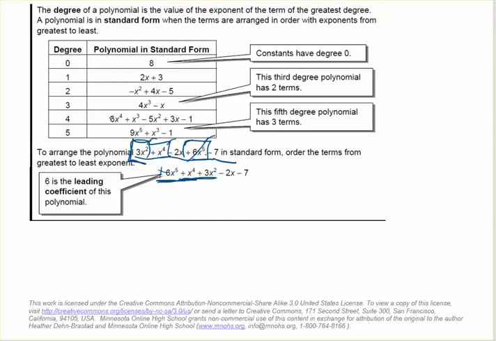Remember, you always have to separate the terms with a plus or minus sign. And then this one is next, and that's minus 2x, so you keep the minus there, and then minus 7 gets written at the end. To find out the degree of this, you just look at the first term once you've written it in standard form. This one has a degree of 5 because the first term has a degree of 5. So this polynomial would have a degree of 5. The 6 is the leading coefficient because that is the number in front of the first term.